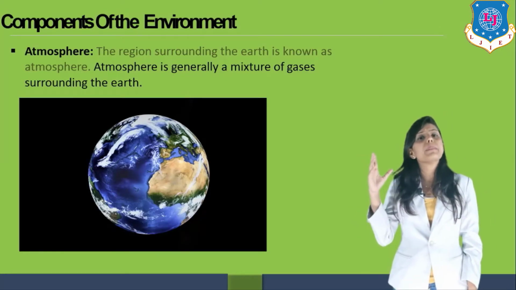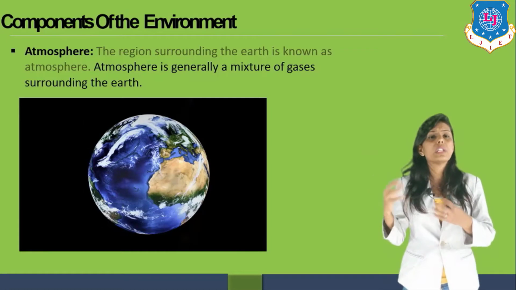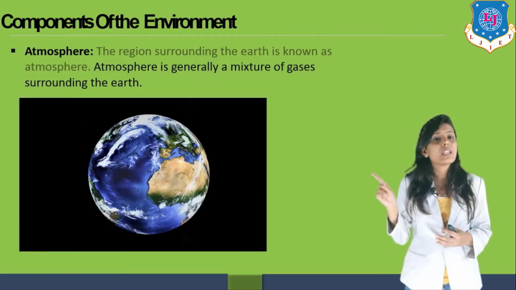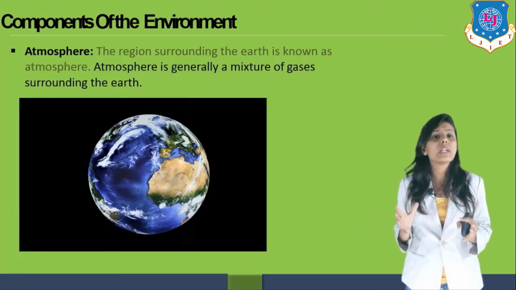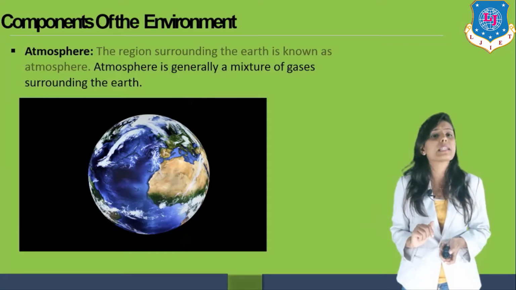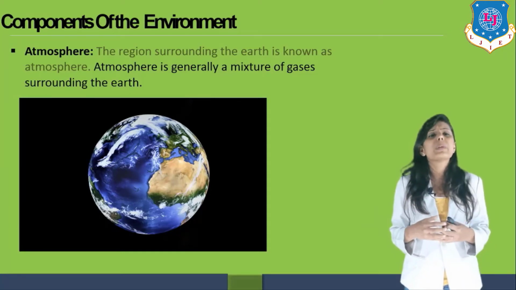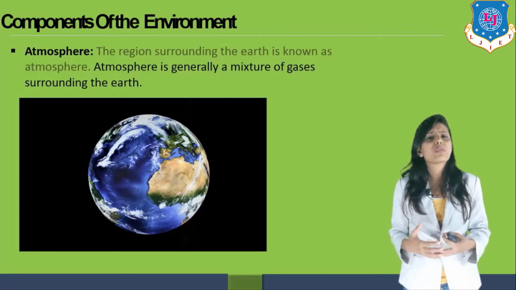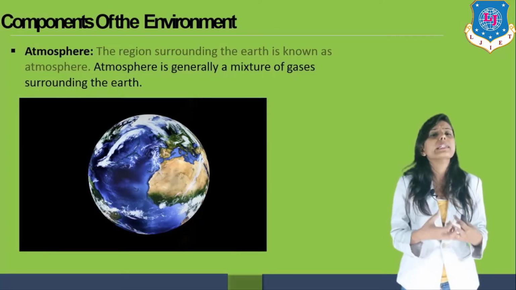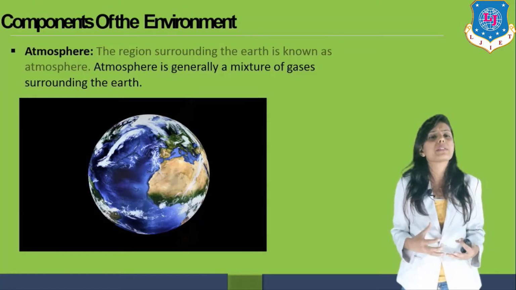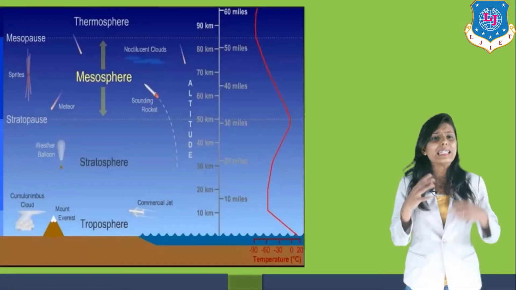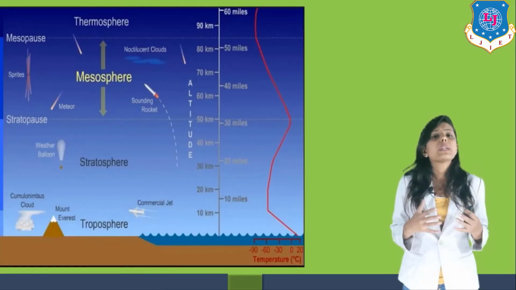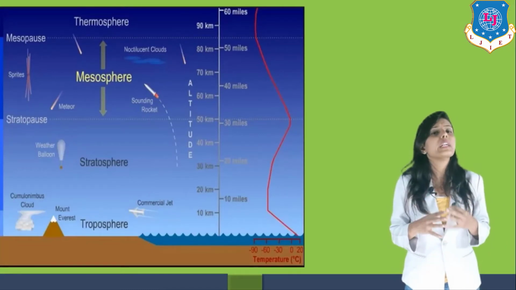Atmosphere is generally a mixture of gases surrounding the earth. So you can see the figure where planet earth is there, and the surrounding of the planet earth is known as atmosphere. Atmosphere is made up of different gases like nitrogen, oxygen, carbon dioxide, helium. All these gases are present in the atmosphere. Now, let us study the layers of atmosphere. So, atmosphere is divided into different layers.